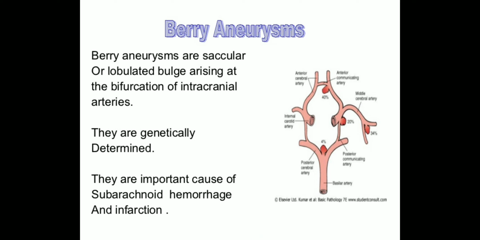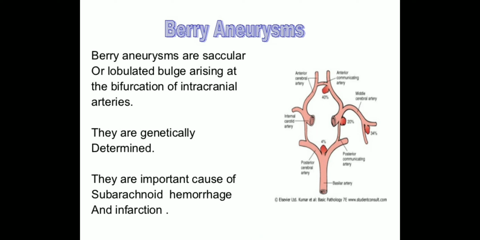You can see the circle of Willis, you studied in your anatomy classes. It's formed by the cerebral arteries, vertebral artery, etc., basilar artery. So anywhere in the circle of Willis you can get this berry aneurysm. These berry aneurysms are genetically determined, so it's associated with some genetic abnormality. Okay, and that is an important cause of subarachnoid hemorrhage and infarction. So anytime these berry aneurysms can undergo rupture.